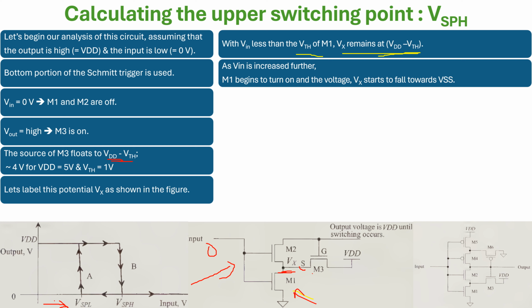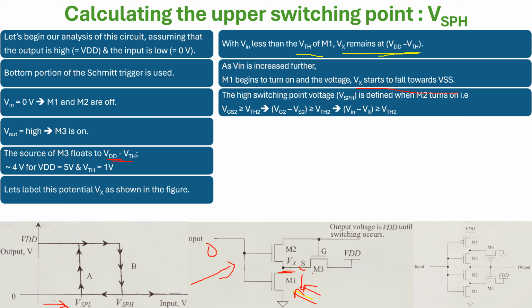Okay. So as Vin is further increased, M1 begins to turn on. This M1 begins to turn on because Vin is the VGS of it, and it starts increasing. And the voltage Vx starts to fall towards VSS. This voltage starts to fall towards VSS because M1 is trying to pull it down.